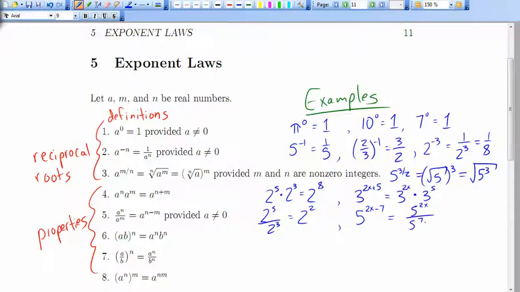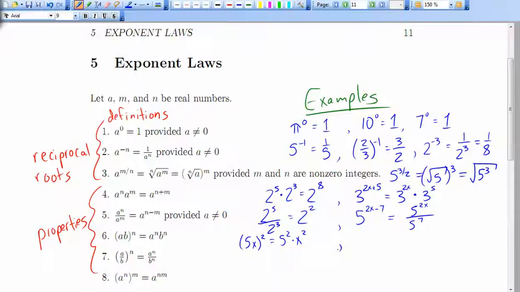Now the sixth law talks about if you have a power of a product, and it says that's equal to the product of powers. So if I have, say, (5x) in brackets and I square it, then I can square each individual factor: 5 squared times x squared.